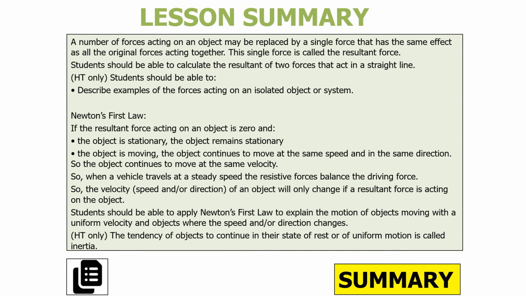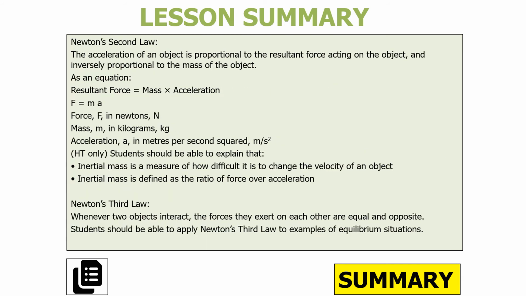Newton's first law is that if a resultant force acting on an object is zero and the object is stationary, it remains stationary, but if the object is moving, the object continues to move at the same speed and in the same direction, so it will move with the same velocity. So when an object travels at a steady speed, the resistive force must balance the driving force. So the velocity of an object will only change if a resultant force is acting on an object. So you should also know the idea that the tendency of objects to continue in their state of rest or uniform motion is called inertia.